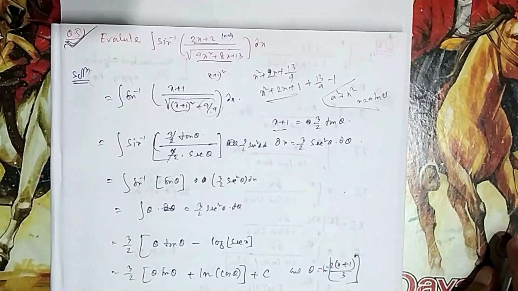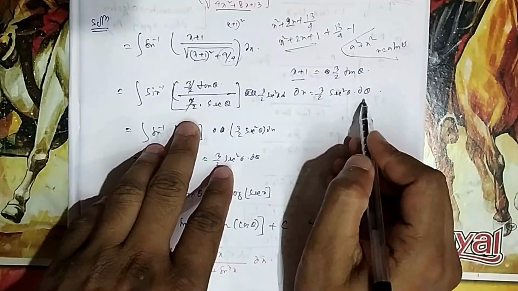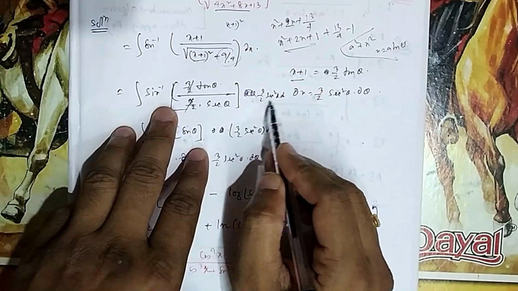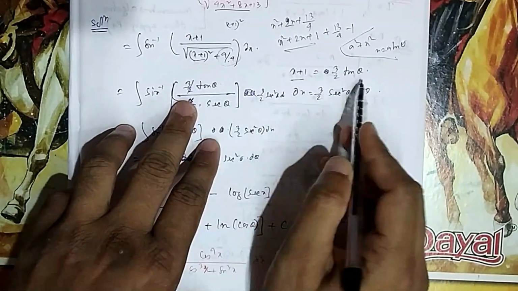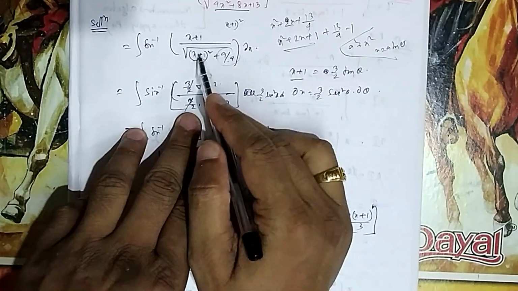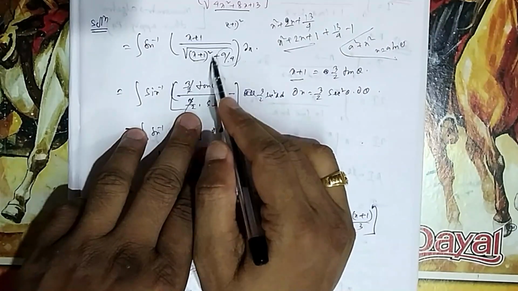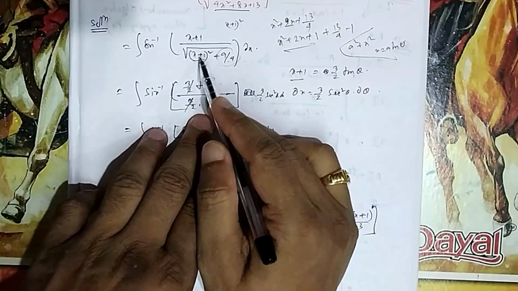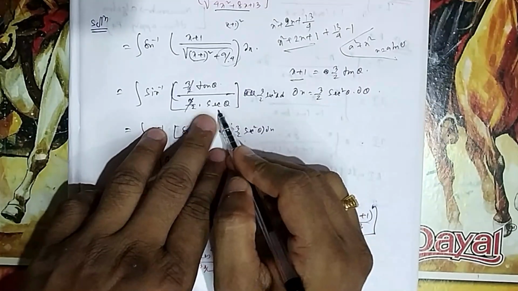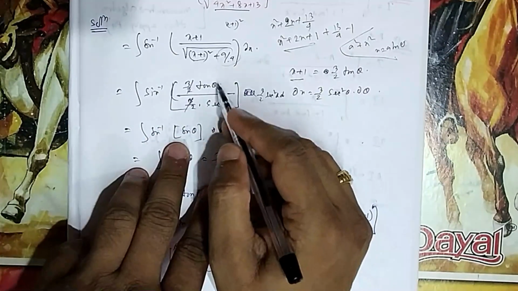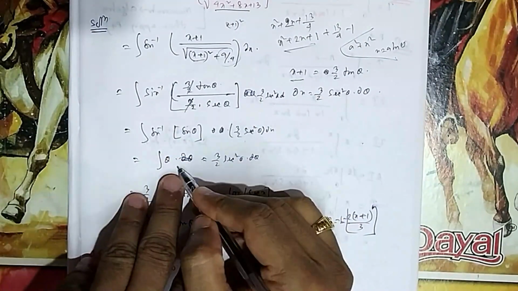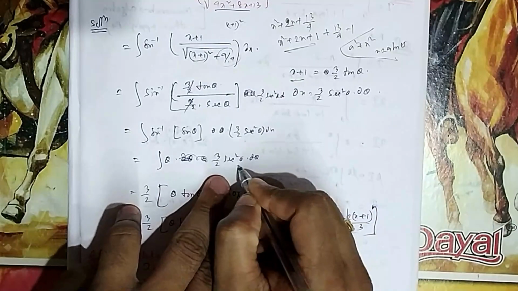Now if you put it there, dx will be 3 by 2 sec square theta d theta. So instead of dx, it will be 3 by 2 sec square theta d theta. In x plus 1 you put 3 by 2 tan theta, so it will be (3 by 2) square tan square theta plus (3 by 2) square. You can take (3 by 2) square common, so it will be 1 plus tan square theta, which is sec square theta. Now it is 1 by cos, it is sin by cos, cos gets cancelled, it is sin inverse of sin theta. So it is theta into 3 by 2 sec square theta.